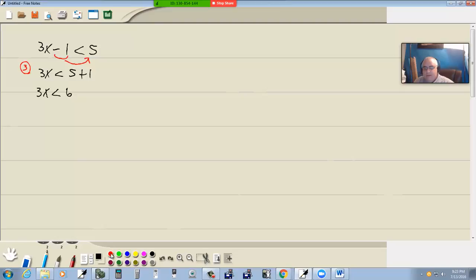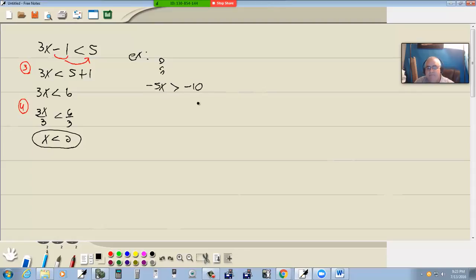And then our last step, step 4, is to divide both sides by the number in front of your x. Number in front of x is a 3, so we'll divide both sides by 3. And you get x is less than 2. Now what that note refers to is if you're working a problem down and you get like negative 5x is greater than negative 10, you would have to divide both sides by negative 5 to get the x by itself. And since you're dividing both sides by a negative number, you flip your inequality symbol. The greater than becomes a less than. Then you got x is less than 2. So that's what that note is referring to.